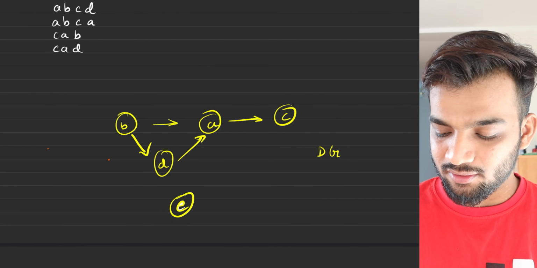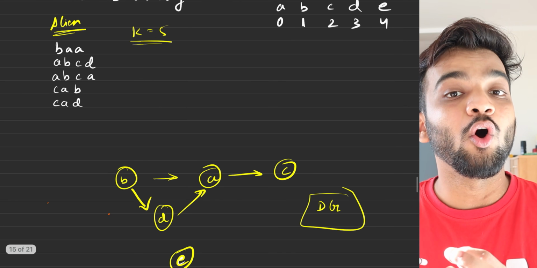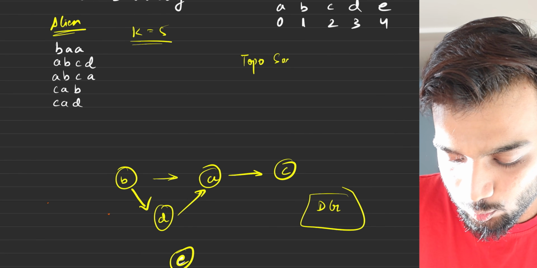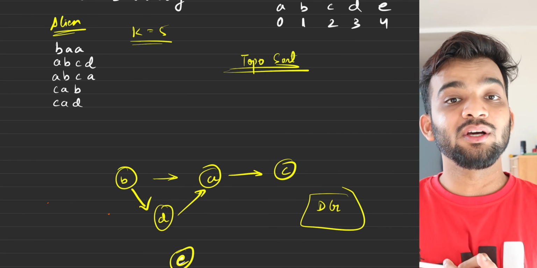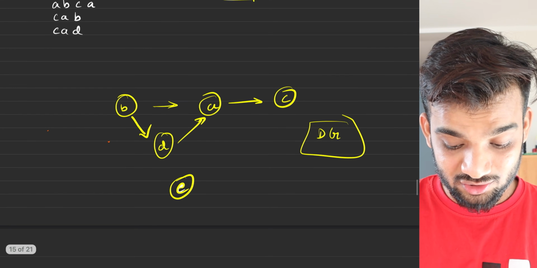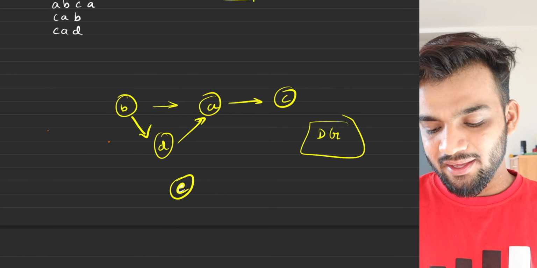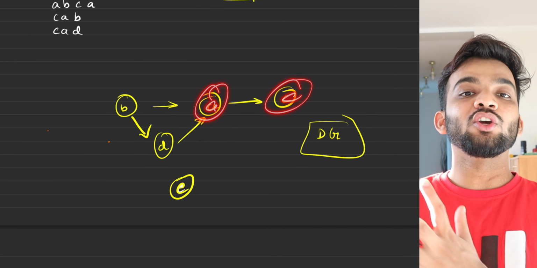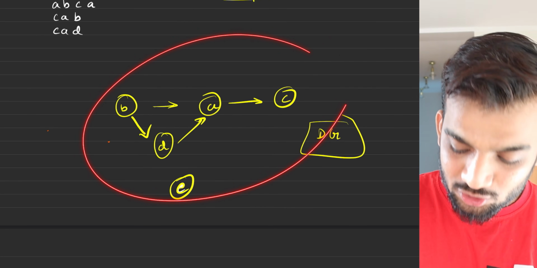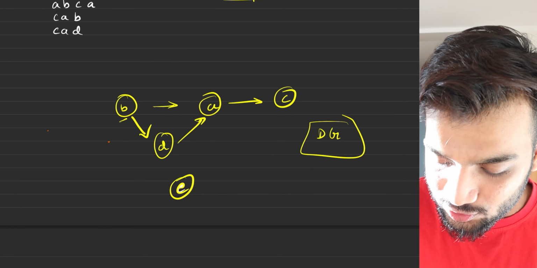Once the DG is created, what do I need? I need an order. So how do I get the order? There's only one algorithm that gives us the order: we perform the topological sort. Over here it clearly states that A must appear before C in the order, and that is where the topological sort comes in. If you figure out the topological sort of this, you will definitely get something like B at first.